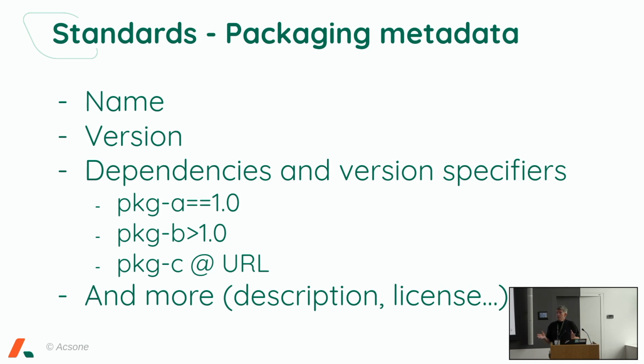And then in the package metadata, you express what the dependencies of your package are. You can express that some package needs to depend on another one at a specific version or a minimum version, or say that you want to depend on a package that maybe is not published on the standard index, but is available in some repository at a specific tag or commit. So all those are standardized mechanisms.